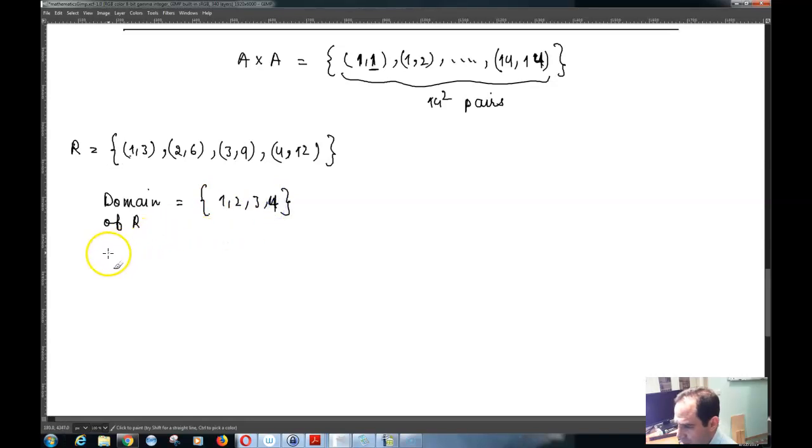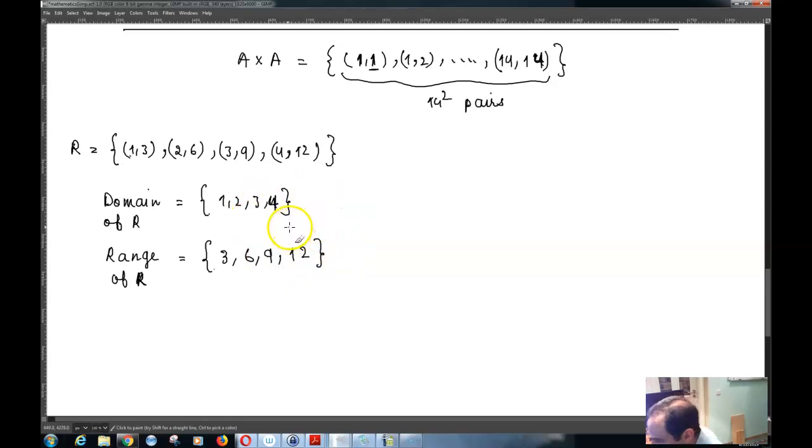And the range of R is basically, again, you can use these numbers over here. For example, 3, 6, 9, and 12. So you can use these numbers and you would have no problem with that.